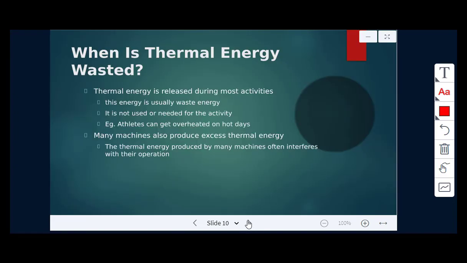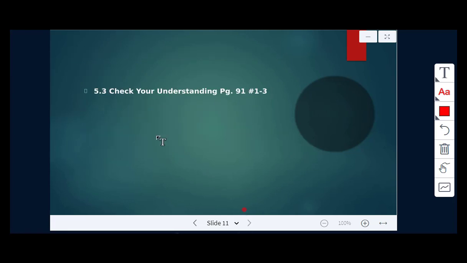So when is thermal energy wasted? We already did this slide already, so I'm just going to skip it. And we have the questions for 5.3, page 91, number 1 to 3.